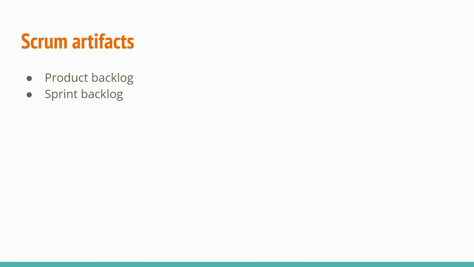So what is the sprint backlog? The sprint backlog is something like this: you will take something from the product backlog and you will work on it in the sprint backlog. Once you work on the sprint backlog, your work will be done at the end of the sprint.